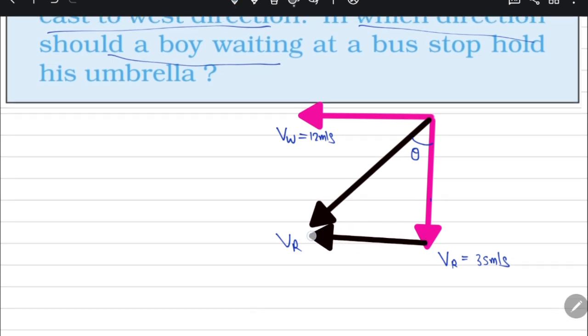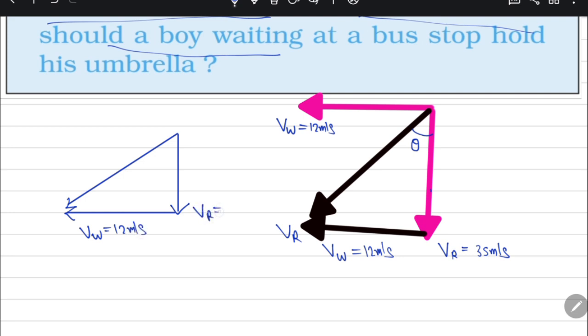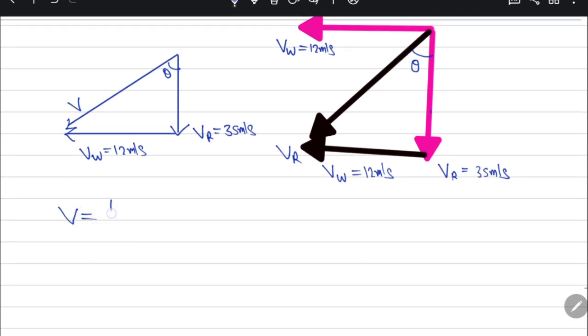When we apply this Pythagoras, this is a parallel vector. So you can also write this is velocity of wind, that is 12 meter per second. So let me draw this diagram here so that you can understand in a better way. Here velocity of rain is 35 meter per second, and this angle is theta. The resultant of these two comes out in this direction, and we can find it by Pythagoras theorem. We directly apply Pythagoras theorem.